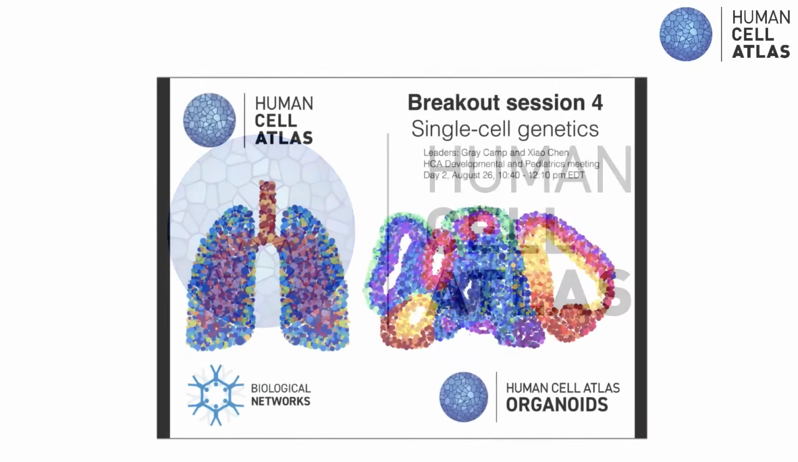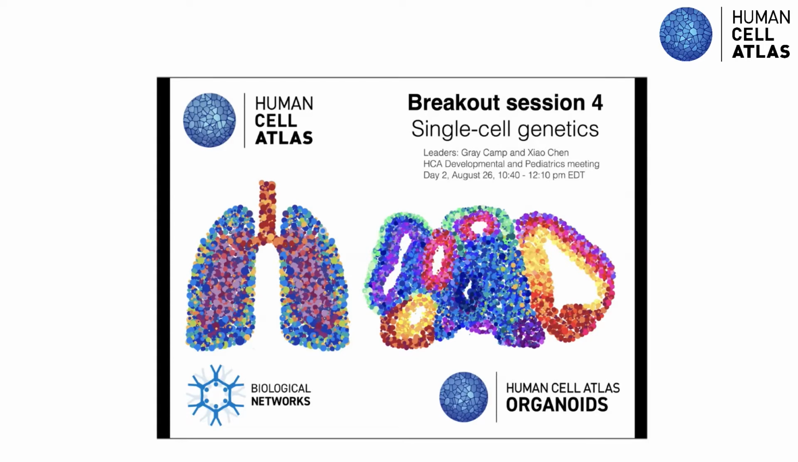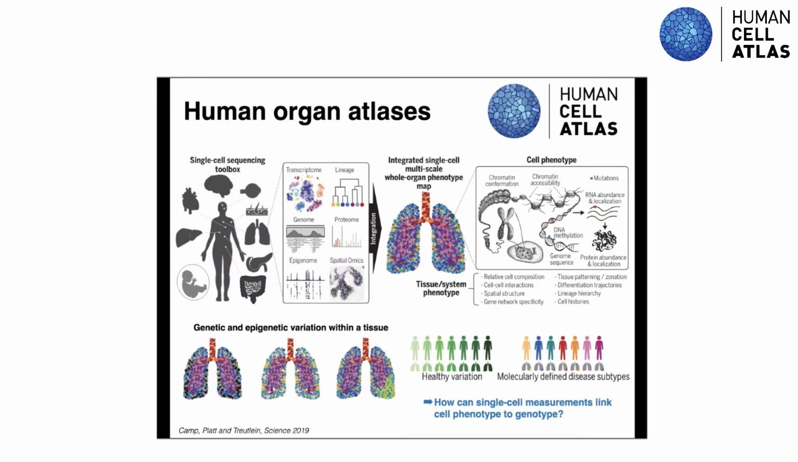Okay, so together with Chen, we hosted this breakout session 4 on single cell genetics. And we set up the tone by explaining that, of course, we can measure all of these different features: transcriptome, genome, proteome, epigenome, spatial, lineage, et cetera, at the single cell level. And then we can bring these different modalities back to establish a concept of cell phenotype. And these different cell phenotypes all come together to characterize the tissue or system level phenotype. So I think many of us within the HCA are working on these projects to build up these cell and tissue phenotypes for humans.